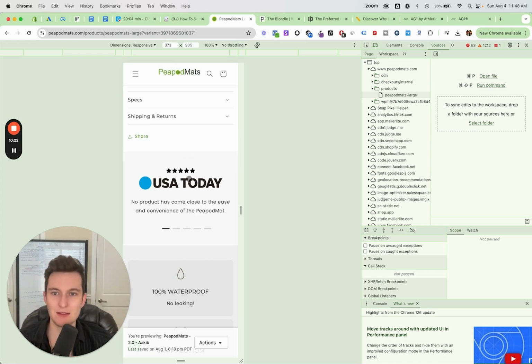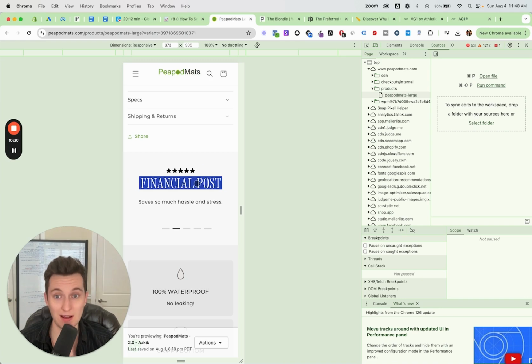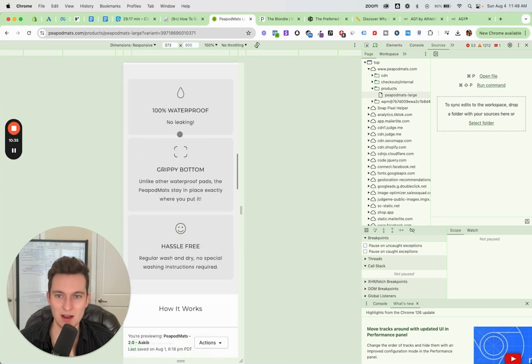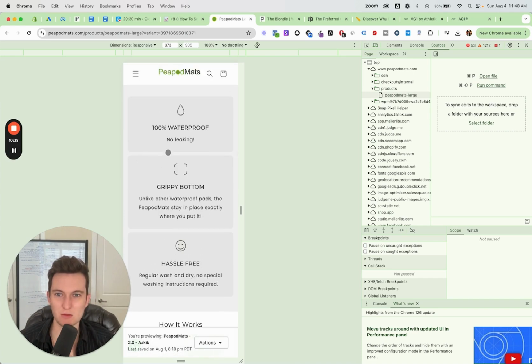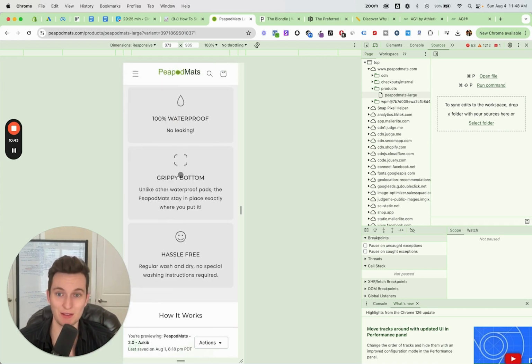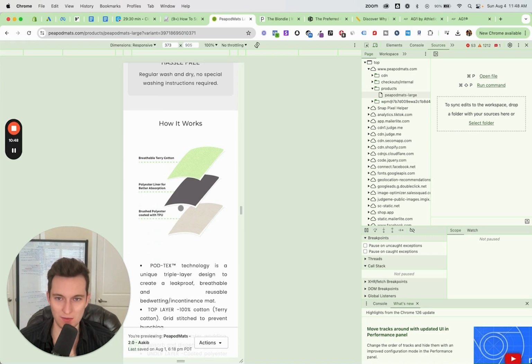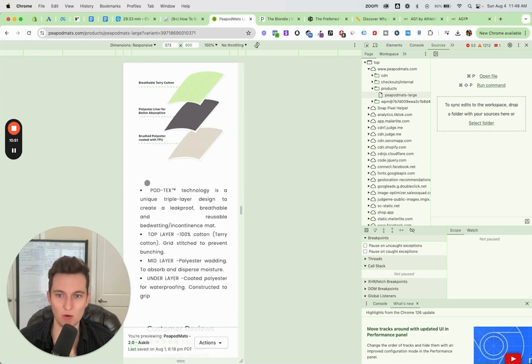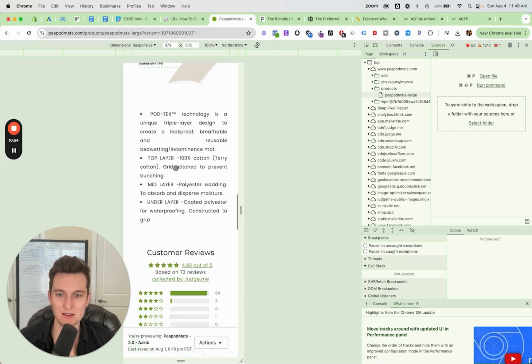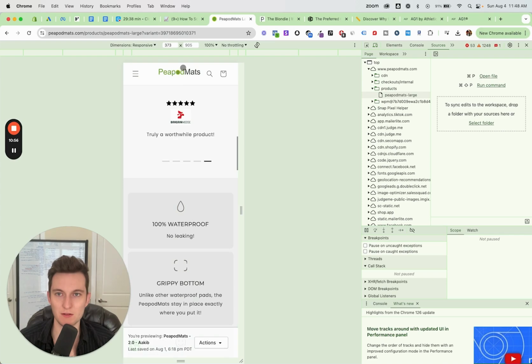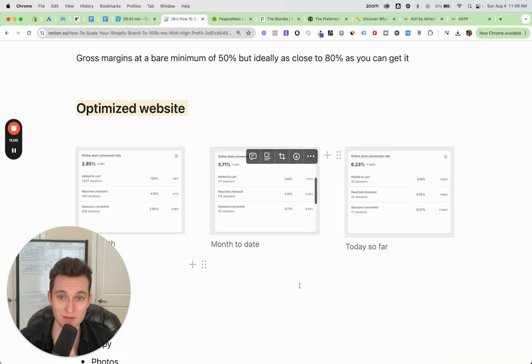And then we also added these article mentions, which instantly build the most trust. USA Today is the biggest one, so we had that there. Also Financial Post. And then we just grabbed the main quote that we liked from it as well. And then we added these 3 bullet point icons: 100% waterproof. Once again, we're just reiterating that in different ways. It's the most important thing that customers really care about. Grippy bottom and hassle-free. And then we talk about how it works and show the visual for it, have the bullet points explaining each layer and what it does, and then the reviews at the bottom.